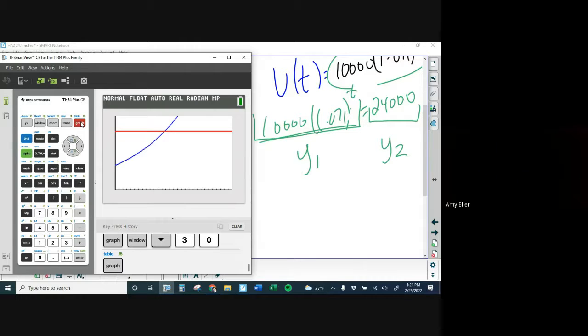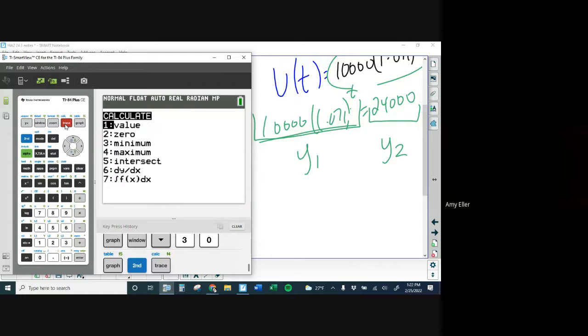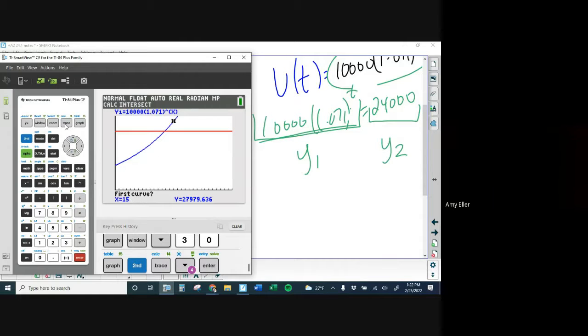Here's how you find that without guessing. Hit second. And then up by trace, above trace, it says calculate. Second, calculate. We want to calculate intersect. Does anybody need more time? You're not there. Don't want to give more steps if you're behind.